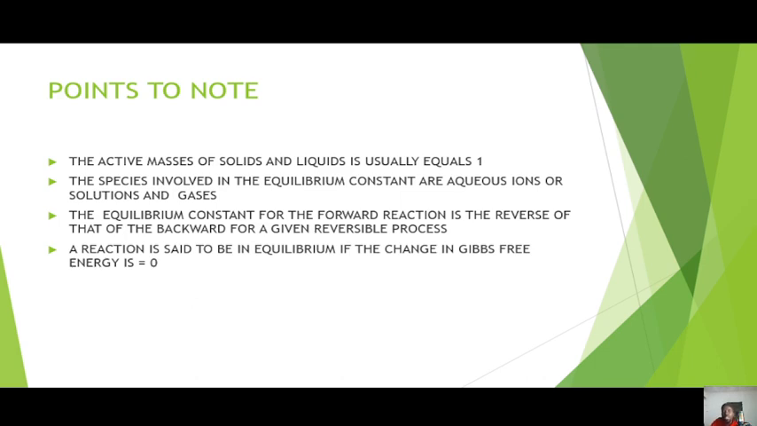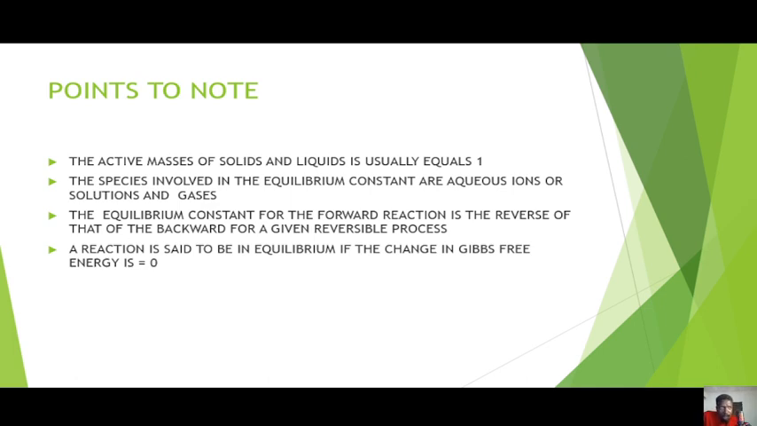The first one is that the active masses of solids and liquids are usually equal to 1. So once you have the active mass of a solid or a liquid, it is usually equal to 1. Have that in mind, that for most cases, especially in your O-level questions, once they give you a solid or a liquid in a particular reaction, just equate its active mass to 1.